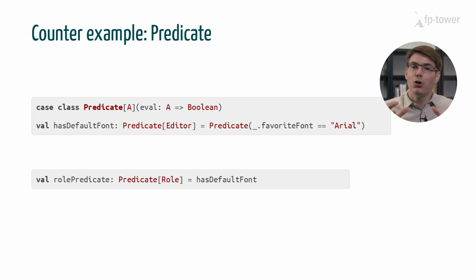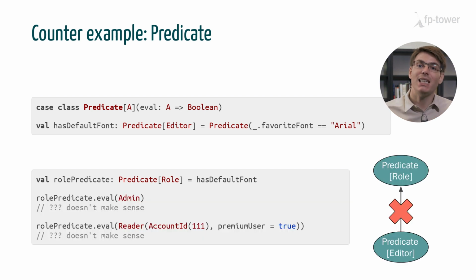Now, I claim that if we could upcast hasDefaultFont to predicate of role, then it would be completely broken. Indeed, if this was allowed, then we could use this predicate to evaluate any values of type role. So we could call role predicate.eval with an admin or a reader, which doesn't make sense. hasDefaultFont only knows how to evaluate an editor. It has no clue how to process an admin or a reader. So predicate of editor shouldn't be a subtype of predicate of role.